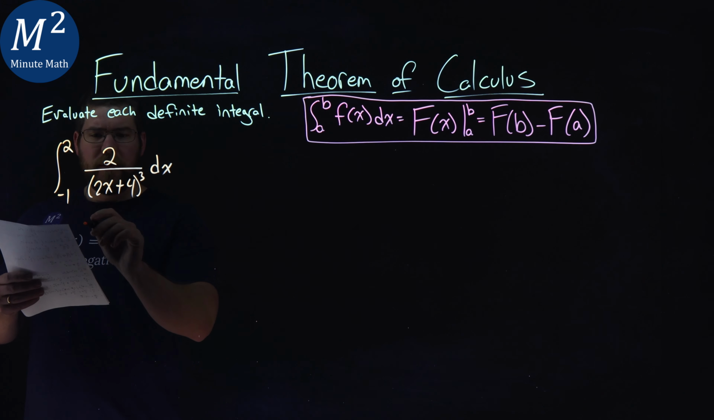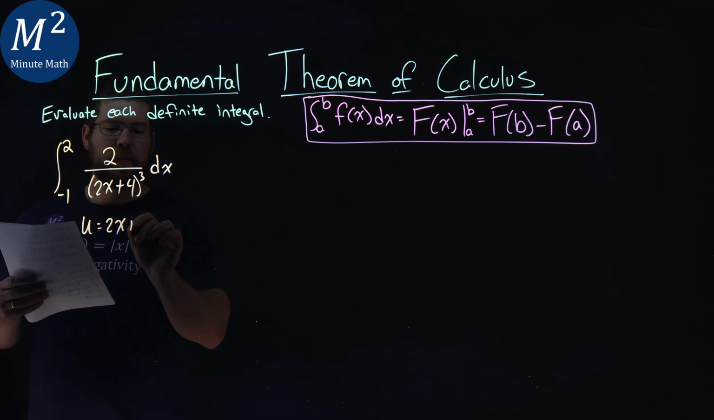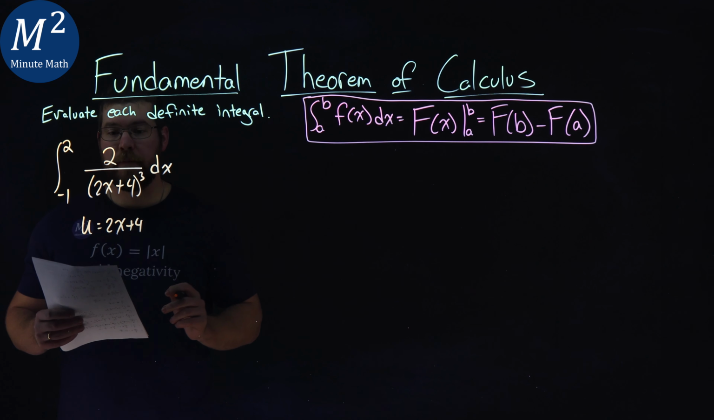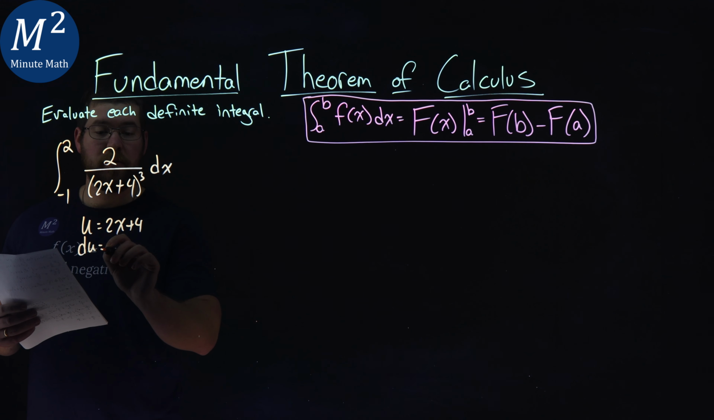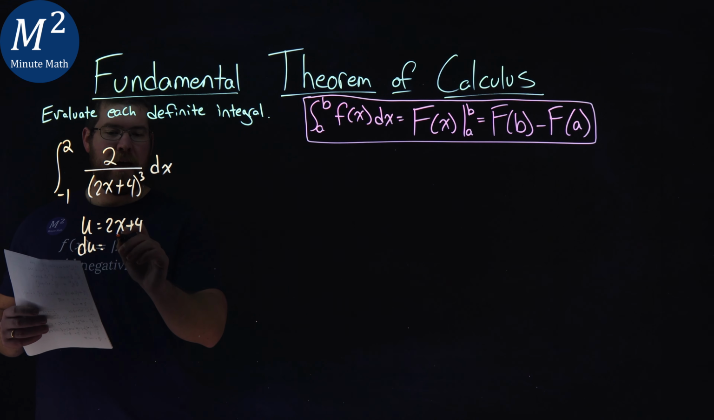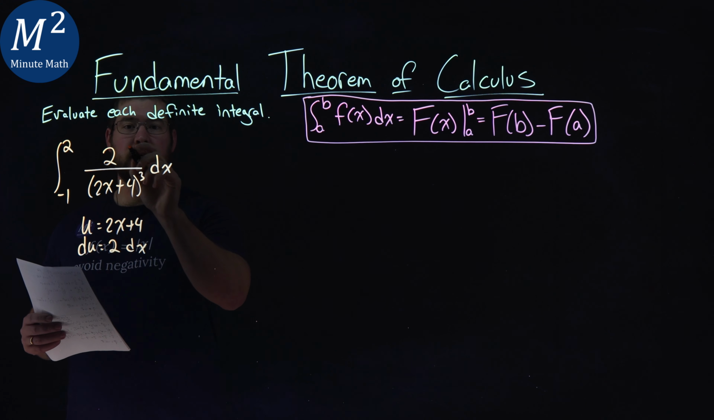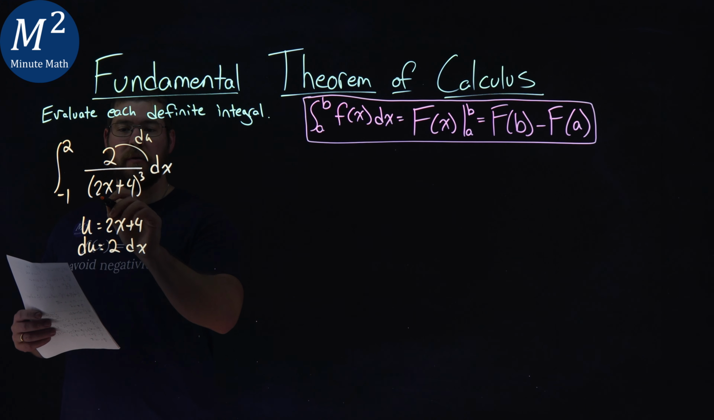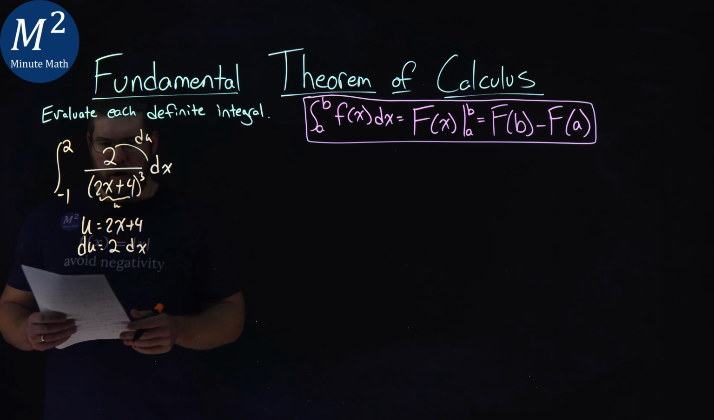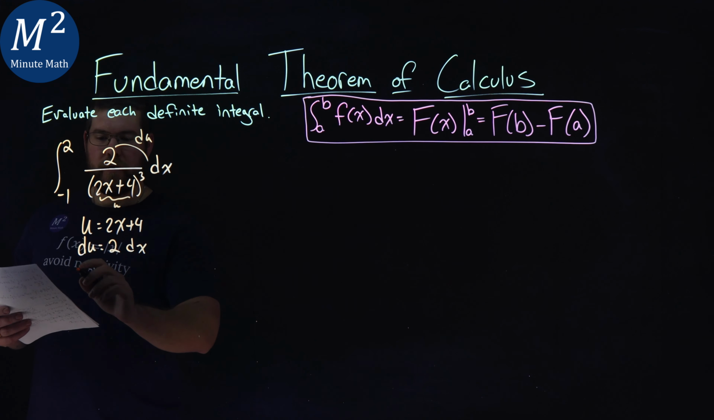When doing that, I'm going to set my u value to be the 2x plus 4, what's inside the parentheses. With that being said, my du then comes out to be a 2 dx. And this actually works out pretty well. We see a du right here and a u right here. So I'm going to rewrite this integral.